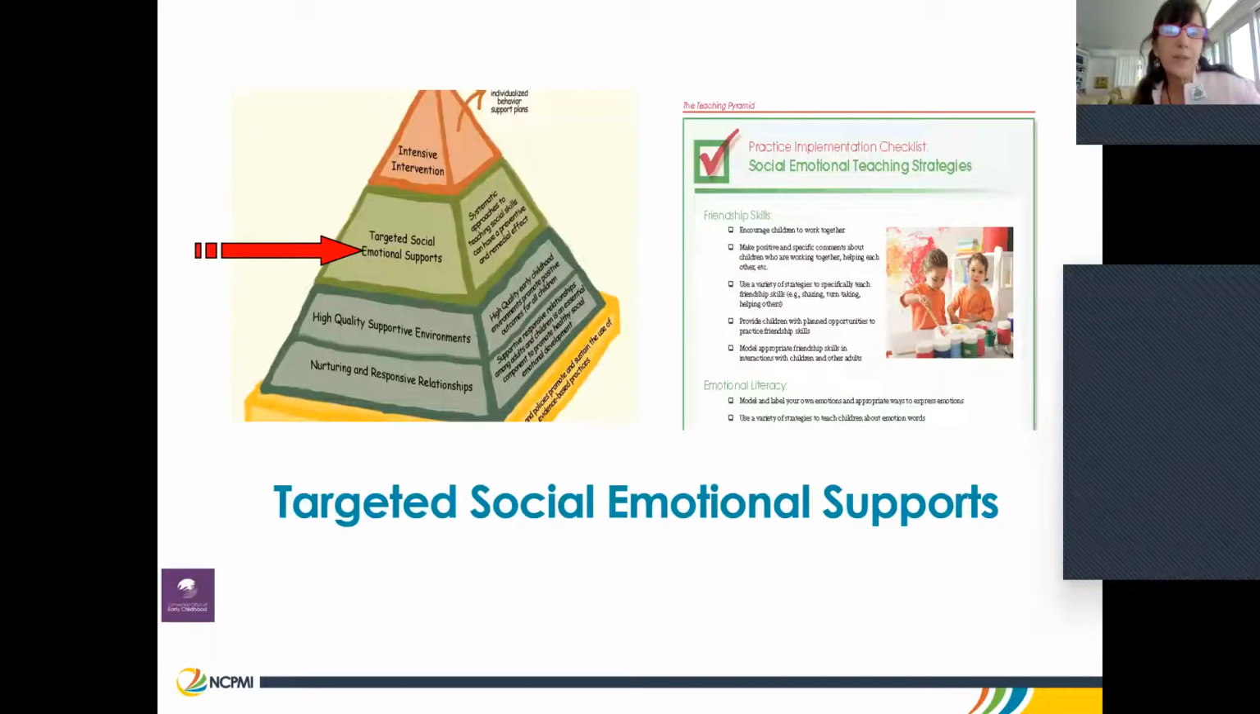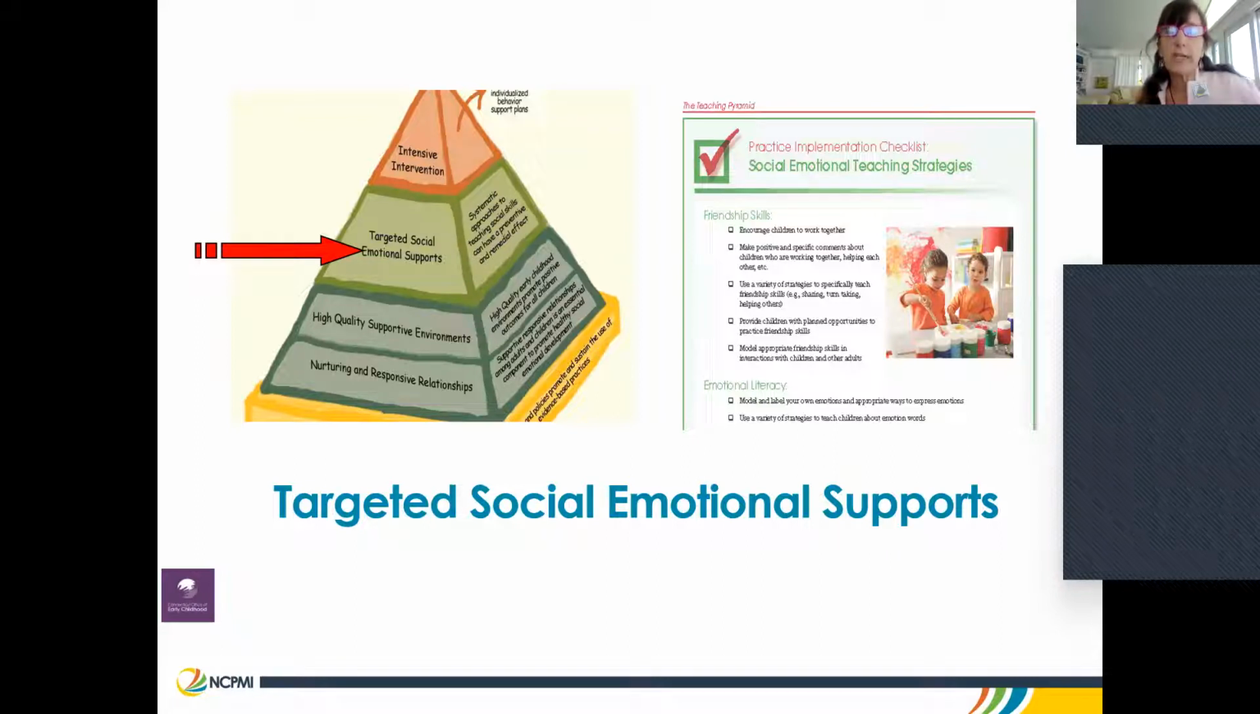So we have been looking at the pyramid, talking about those nurturing and responsive relationships as the base. And we know that those relationships include the adults to the children, the adults to each other, the children to each other, all of the people in the building, the families, everyone involved with those children is part of those nurturing and responsive relationships. And then we looked at some high quality supportive environment concepts in our other meetings together.